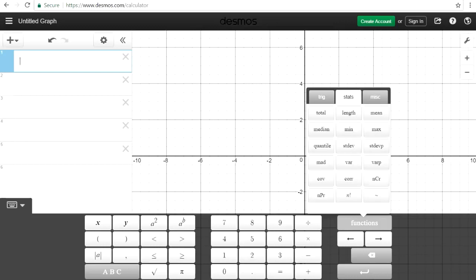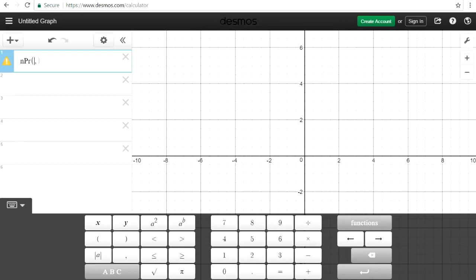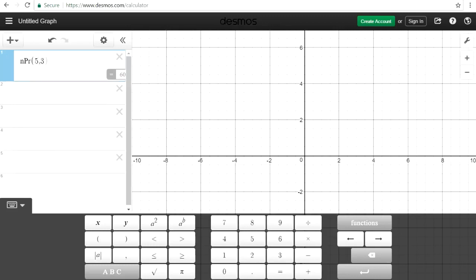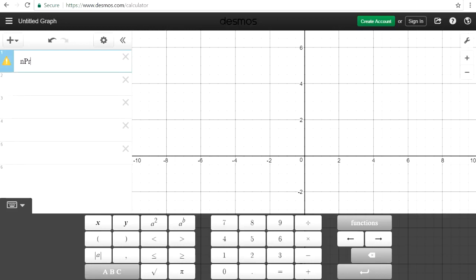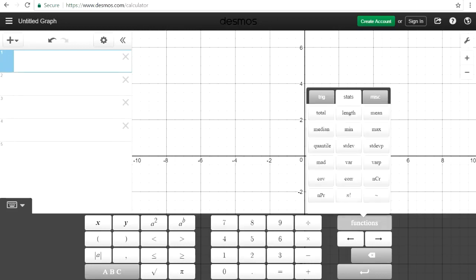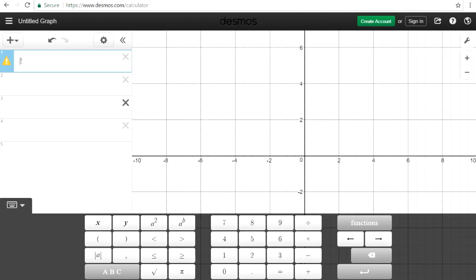We also have combinations and permutations. For example, 5P3, you can write it as 5 comma 3, that's equal to 60. And then we have factorials. 5 factorial, which is 5 times 4 times 3 times 2 times 1, that's 120.